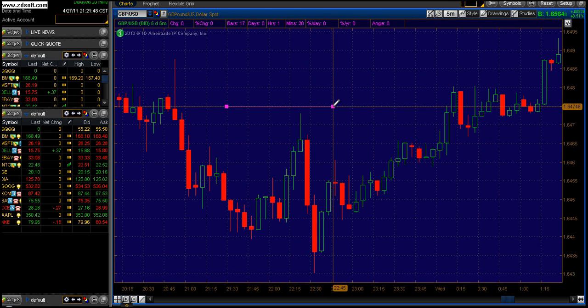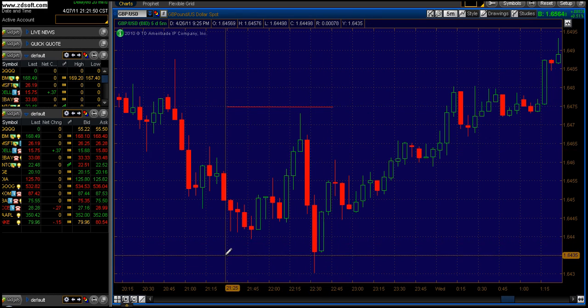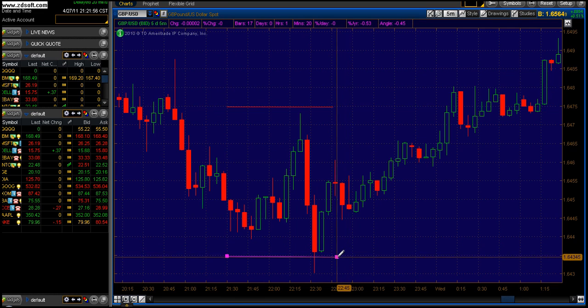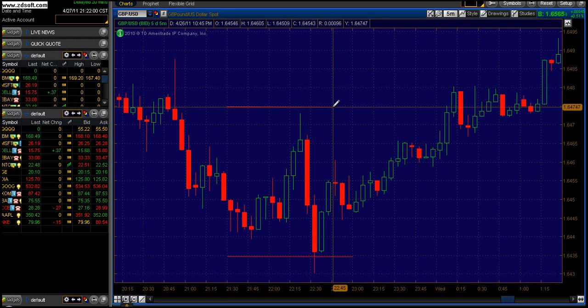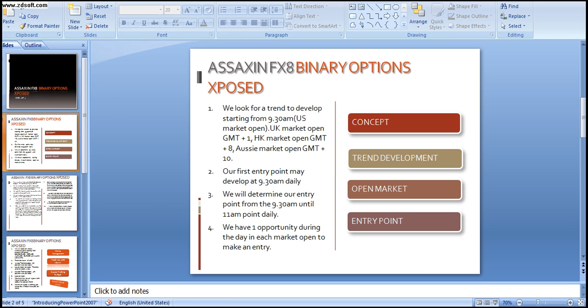And we will keep looking at this same trend continuing into 11 a.m. Once again, if you are from Australia or London or Hong Kong, you may be trading it depending on your time up till 11:30. So let's define the rules one more time.